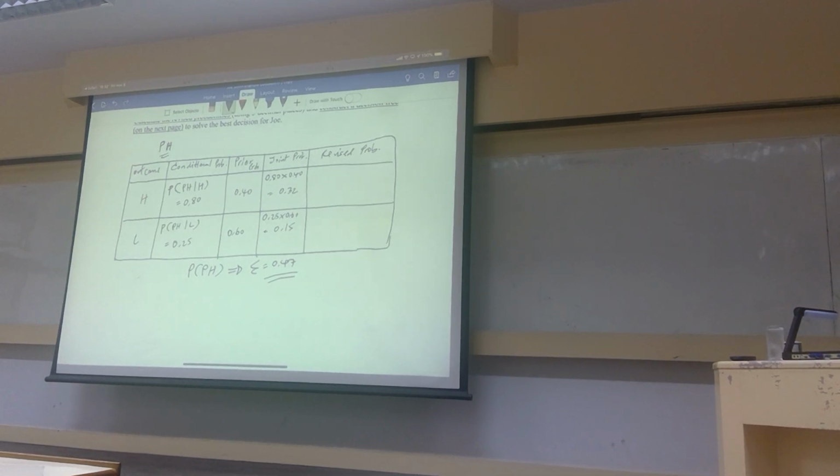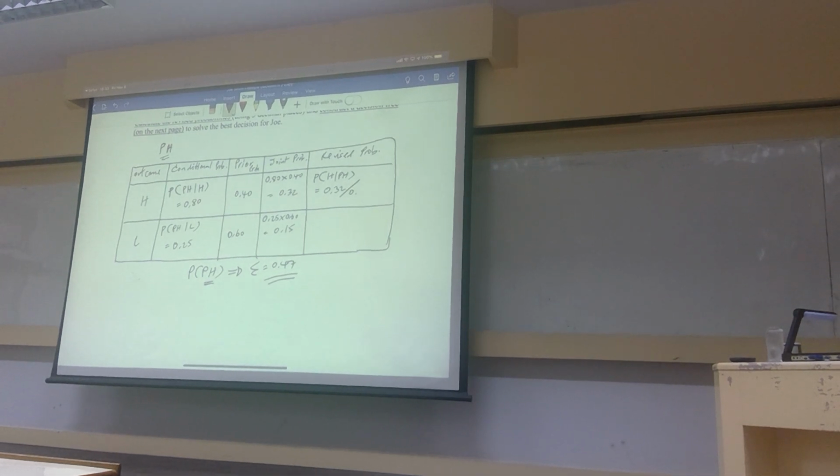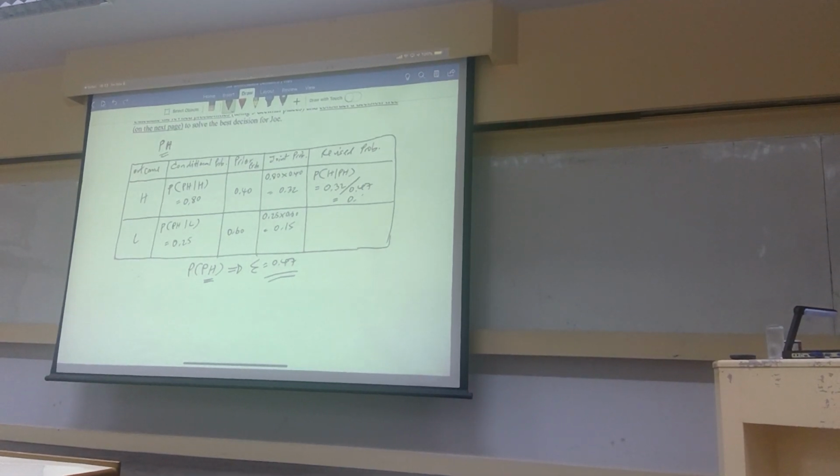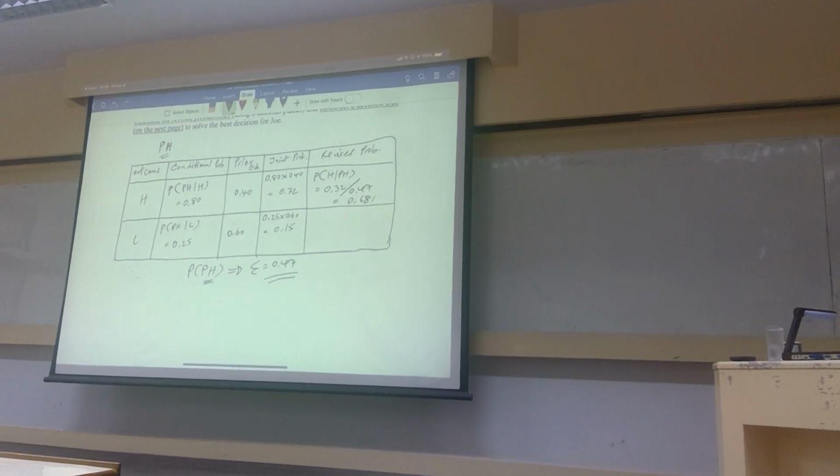Next, let's look at the column of revised probability. The revised probability is the probability of the outcome high unemployment given predict high. So we use the joint probability of 0.32 divided by the probability of predict high, 0.47, so we have 0.681. The next one is the probability of low unemployment given predict high. You have 0.15 divided by 0.47, so you have 0.319.